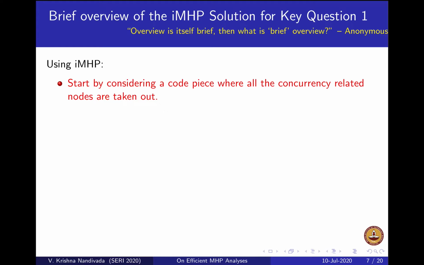Okay, what it does, it starts by considering a code piece where all the concurrency related nodes are taken out. You gave it as an input the full program with some concurrency constructs and so on, like some finishes, asyncs. It first takes them out, and then it says, okay, now that I have taken out all the concurrency constructs, let me ask myself this question: what is the MHP information? This is trivial. No statement runs in parallel with any other statement because there are no concurrency statements.